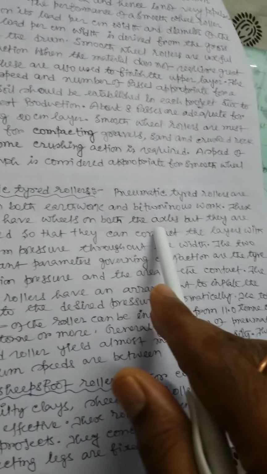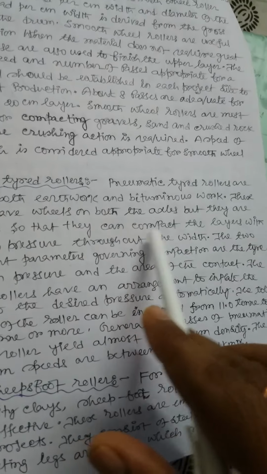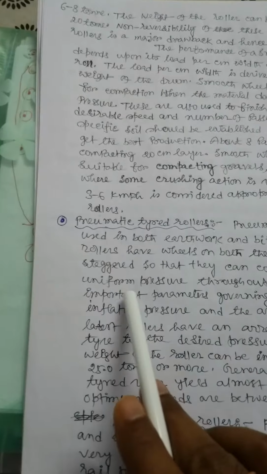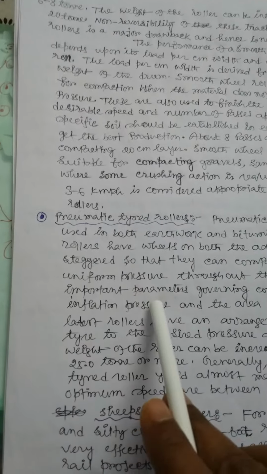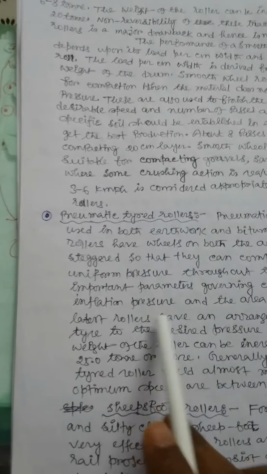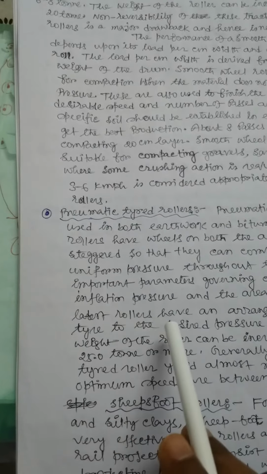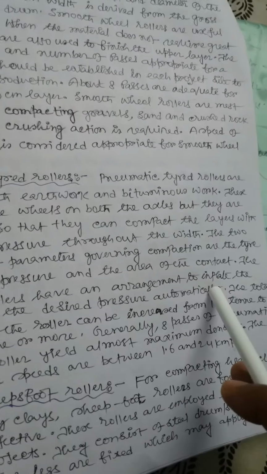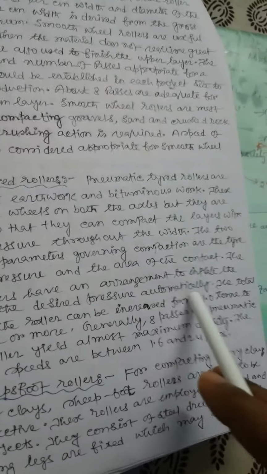These rollers have wheels on both the axles, but they are staggered so that they can compact the layer with uniform pressure throughout the width. The two important parameters governing compaction are the tire inflation pressure and the area of contact. The latest rollers have an arrangement to inflate the tire to the desired pressure automatically.